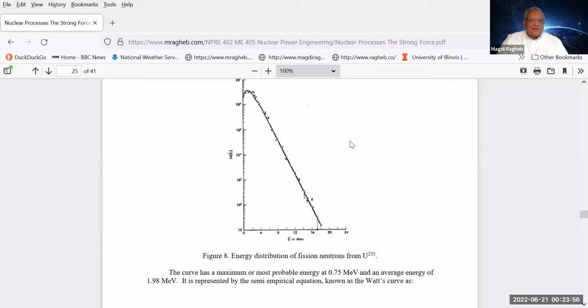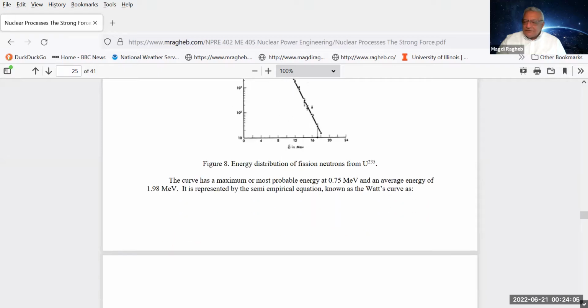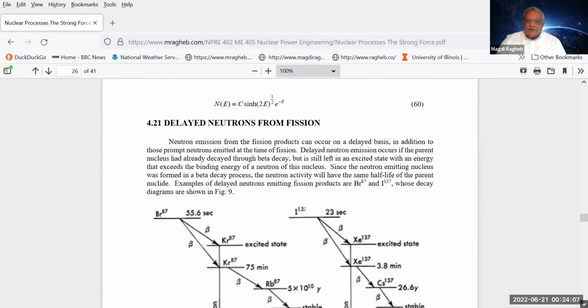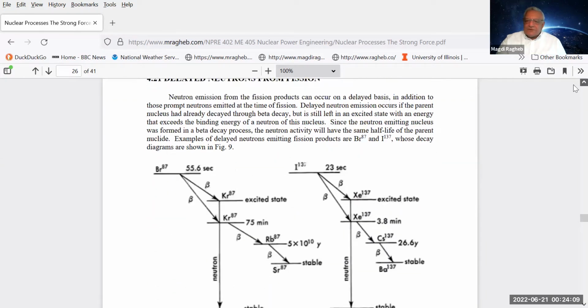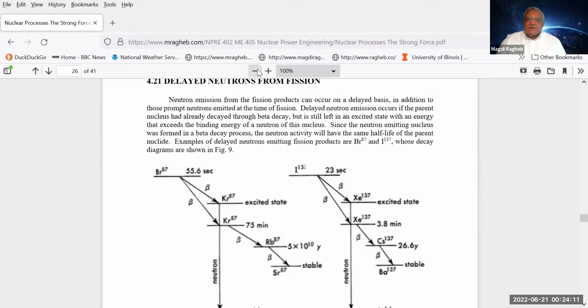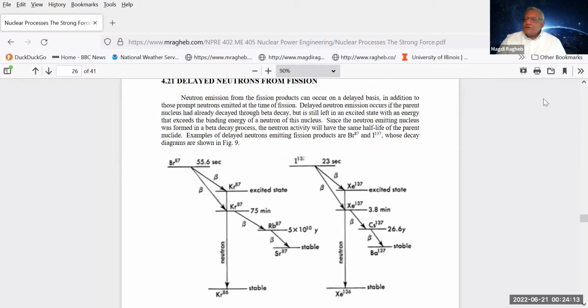So that would be a reaction that combines both fusion and fission, being more optimal in energy release than either fission or fusion alone. Some important aspect of the fission process is the release of what we call delayed neutrons.